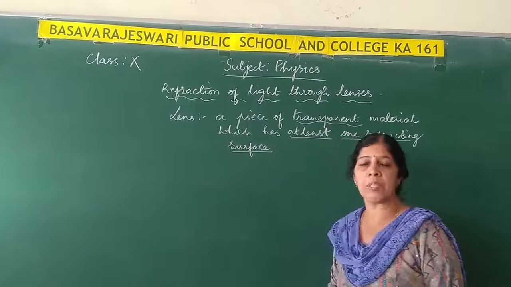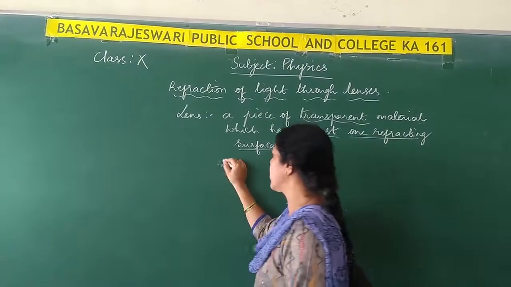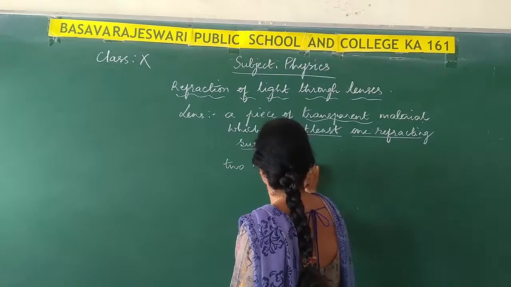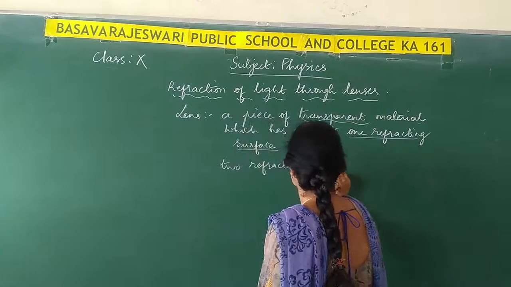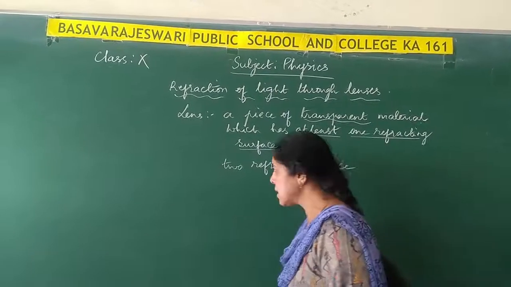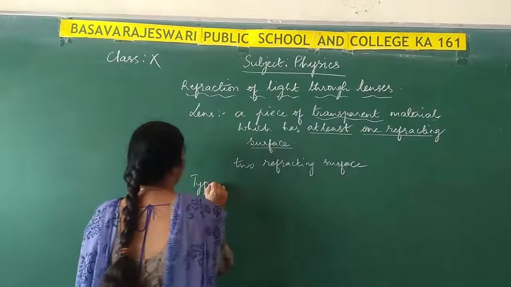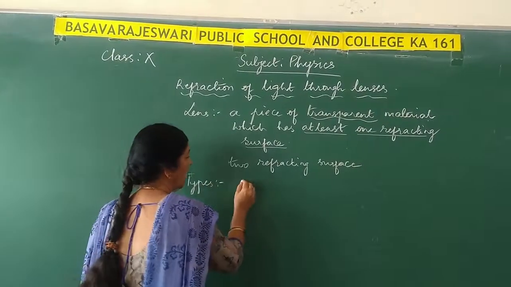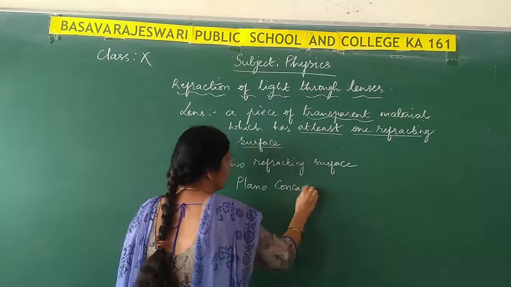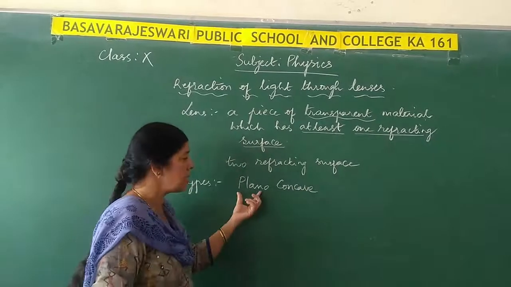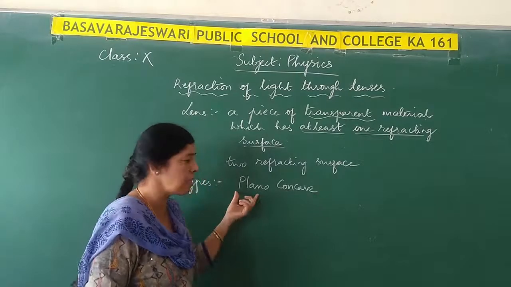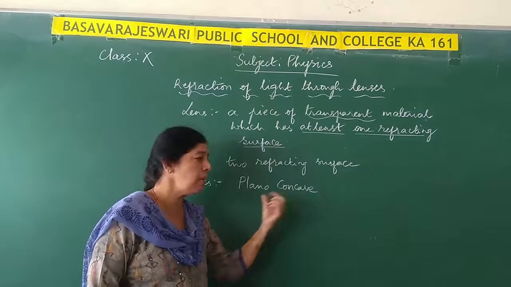Now the lenses we use, usually they have two refracting surfaces. Some lenses have only one refracting surface also. Like there are various types of lenses. You have plano concave lens. So here one surface is plane and the other surface is refracting. This is the refracting surface. One surface will be plane, one surface will be curved.